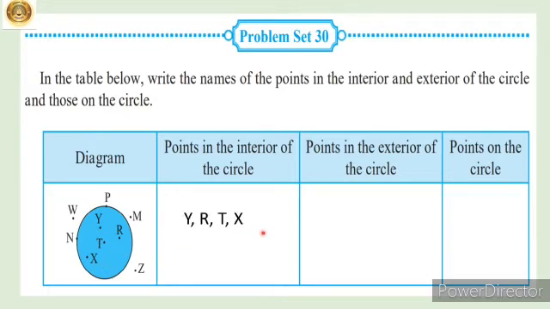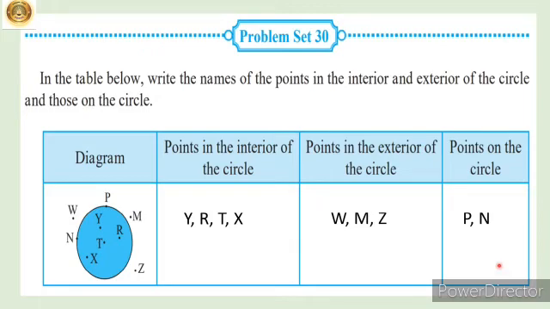Now the next one. Points in the exterior of the circle. See, M, Z, W are the points in the exterior of the circle. Now points on the circle. See, P and N are points on the circle.